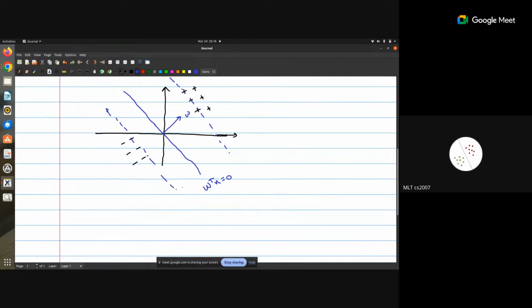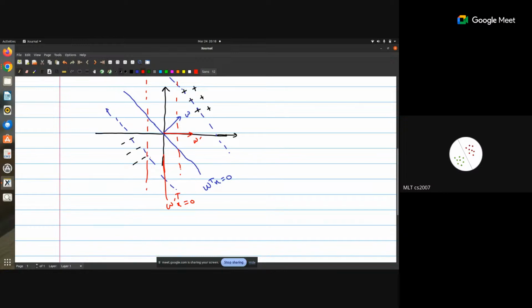Do we have any other solution than this? Yes, a perpendicular one. Let's say I have this one, and with this, the y-axis will be here. Let's say this is W prime, then this line will be W prime transpose X equal to 0. And can I have this margin then? Yes, the margin will be reduced.